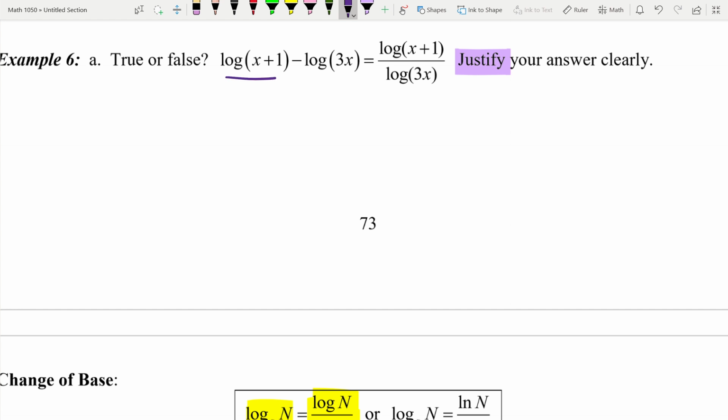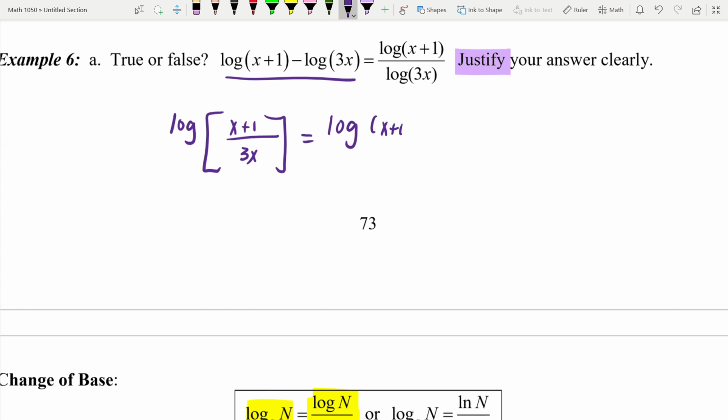So take the left side and let's condense it into 1 log. So it's going to be the log. On the bottom is the 3x. On the top is an x plus 1. On the right-hand side, just leave it alone. You guys, for all we know, those are really the same. They look different, but that doesn't mean that they're not the same. So the answer is false. These are not equal to each other.